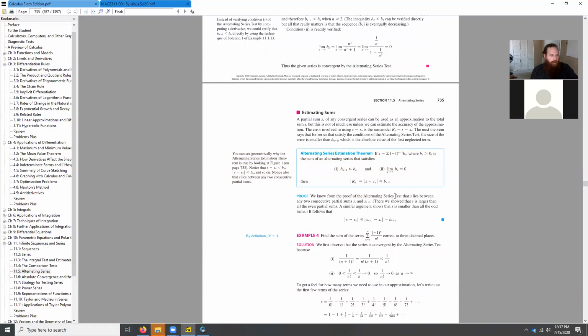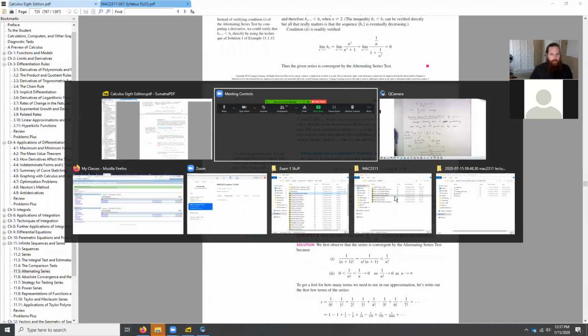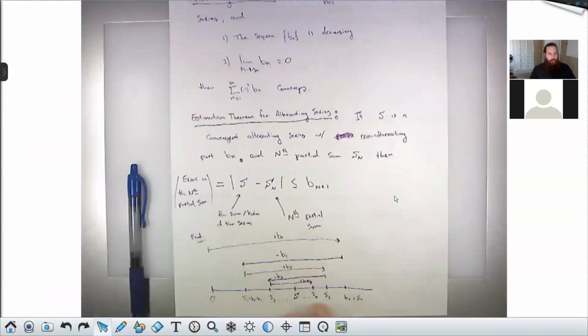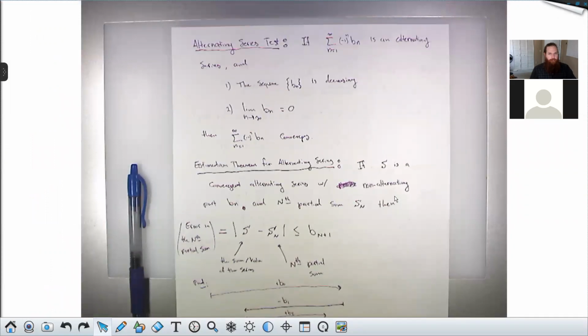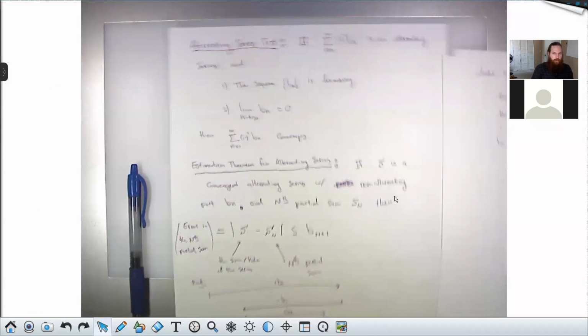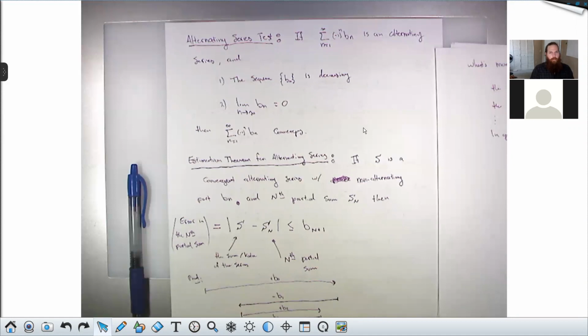So I'm going to come back to the dot cam again for a second. You guys can make sure you've got this theorem, both the alternating series test and the estimation theorem, written down in your notes. So the alternating series test says if you have an alternating series where the bn's are decreasing and have limit 0, then that series converges. And the estimation theorem says that the nth partial sum is off from the full value by no more than the next term of the series.